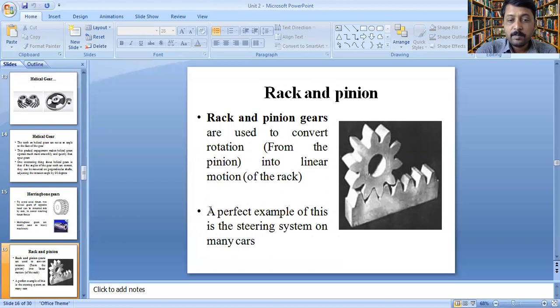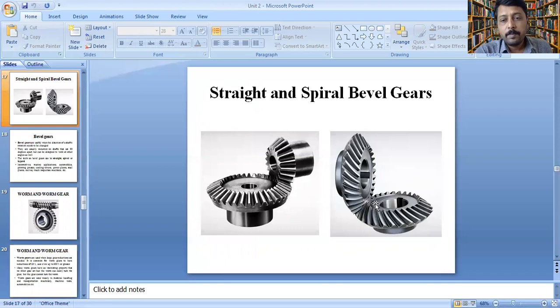The perfect example of this is the steering system in a car. In some cases, this rack and pinion assembly is used. So whenever this part, the pinion, is going to rotate, along with that, this rack is going to move from left to right, to and fro, whatever you call it. This is called a rack and pinion.